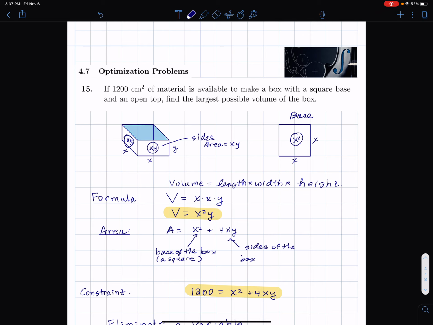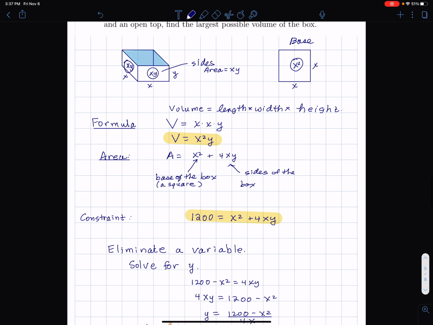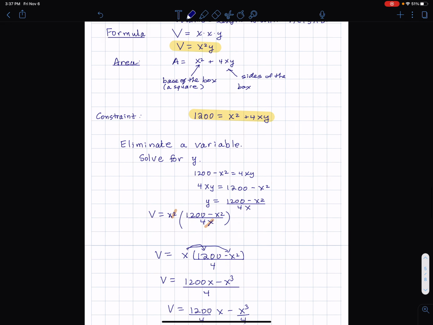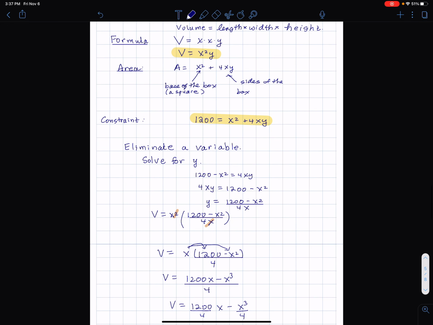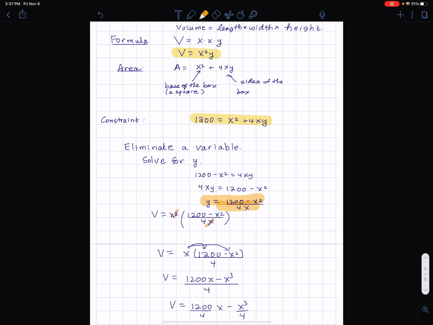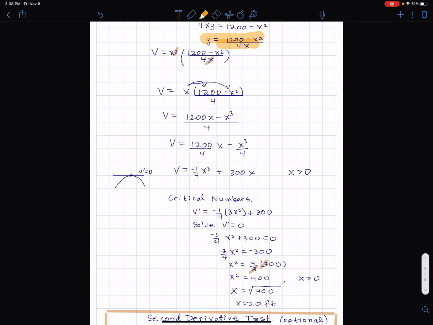And then I'm trying to maximize the volume, which is x times x times y. Okay, and then I use this constraint to eliminate one of the variables. I eliminate y. I don't want to get rid of x because I have to take a square root. So you solve for y, a lot of work. And finally, y is (1200 minus x squared) over 4x. I replace y in the volume formula. I plug in this y formula for volume where I see y, and I get volume is a function of x. Turns out to be a cubic polynomial.